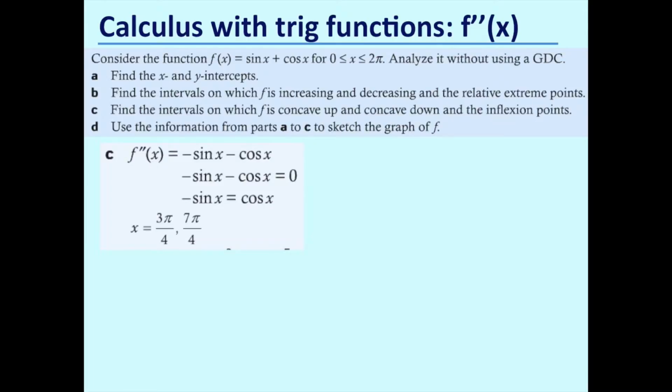For part C, it says find the intervals on which f is concave up and concave down, and also find the inflection point. So here, this is the second derivative. So the second derivative is negative sin x minus cos x. Again, we set that equal to 0 to find possible inflection points, because we can solve for x. So here we're looking at the values at which negative sin x equals cos x. So in this instance, we would be looking at 3 pi by 4 and 7 pi by 4.